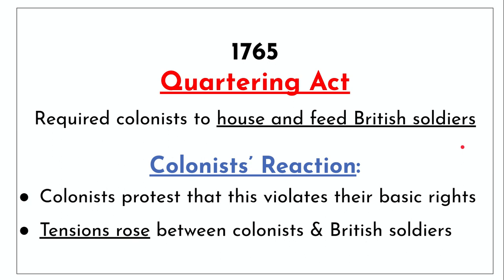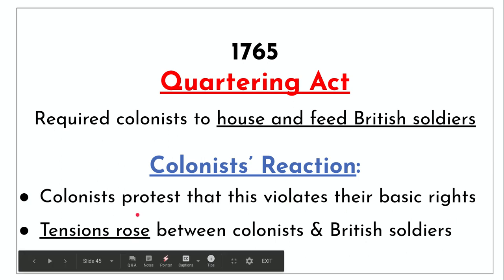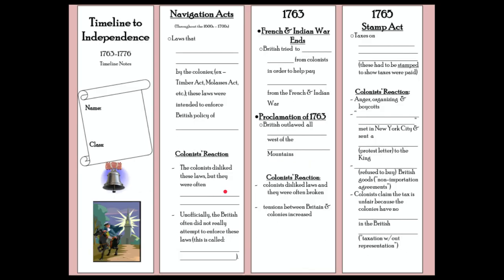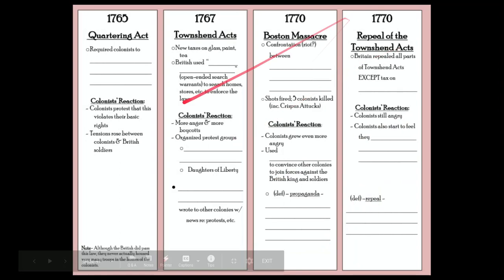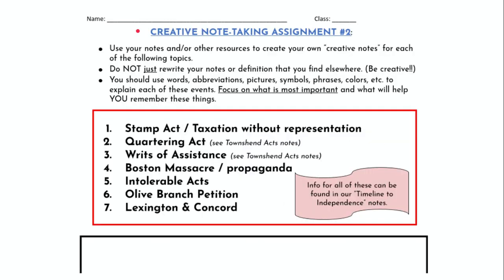This is to fill in on your timeline sheet. Colonists' reaction: they protest this violates their basic rights, and tensions rise even more between the colonists and the British soldiers. So you should have all of this first page filled in and just this one here: required colonists to house and feed British soldiers. You do not need to have these three filled in. So only up to 1765.